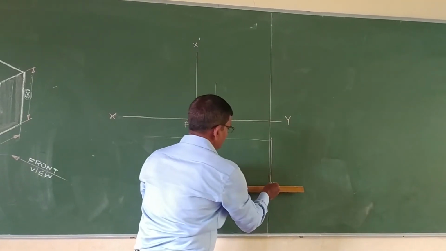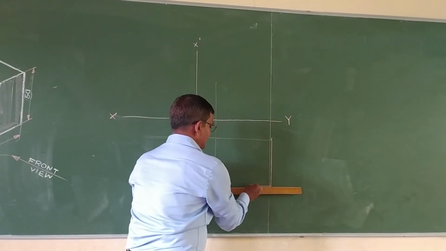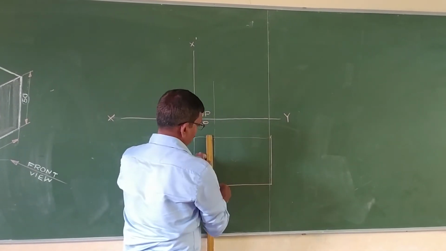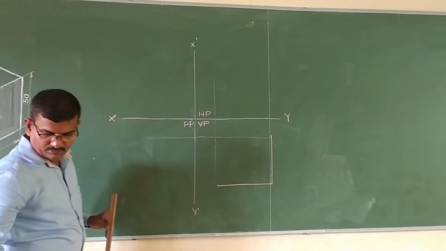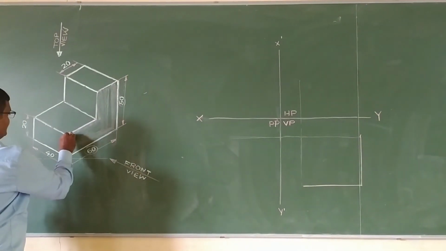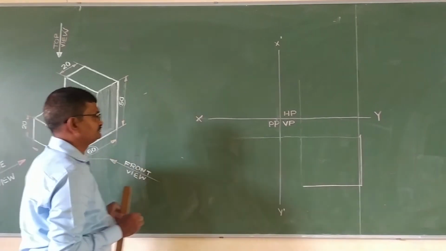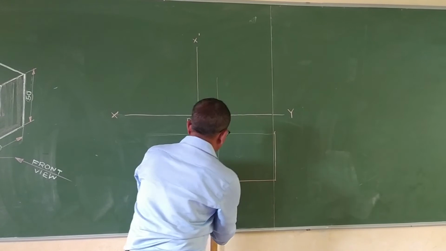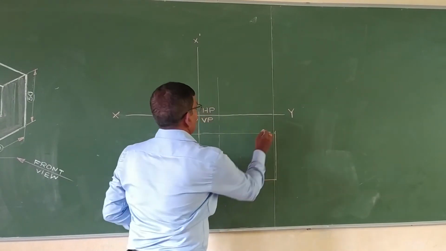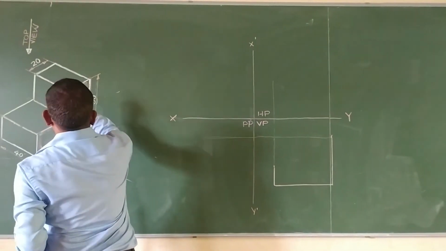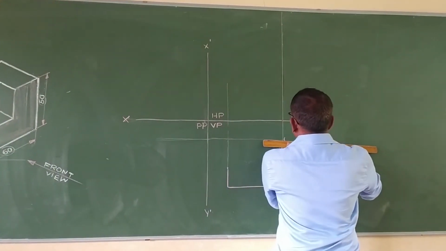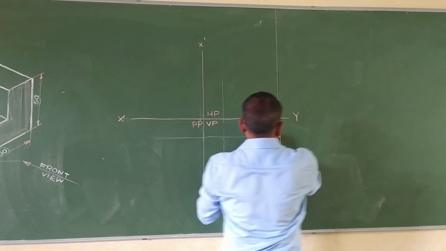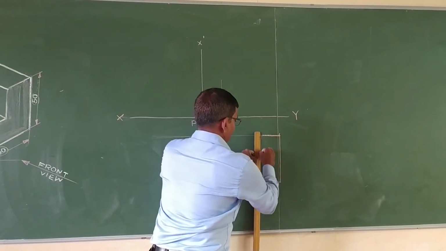So from this point we have to draw the base line. That is the 60. And this height is from here, and this length is 20. Now join this.